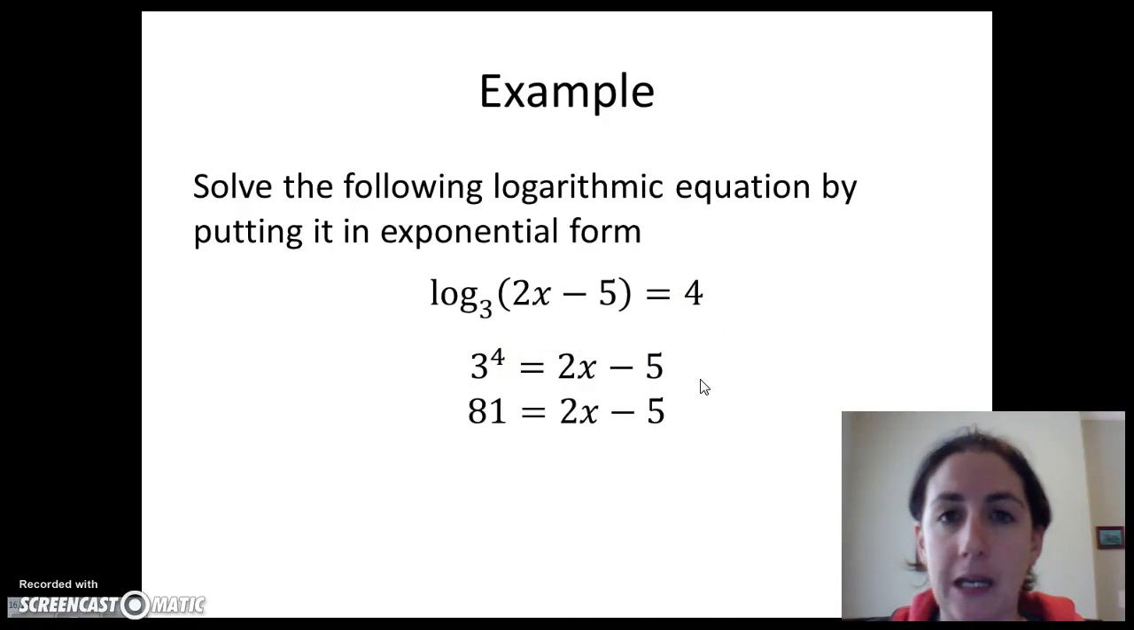3 to the 4th power is 81. Add 5 to both sides, divide by 2, and we get x is equal to 43.